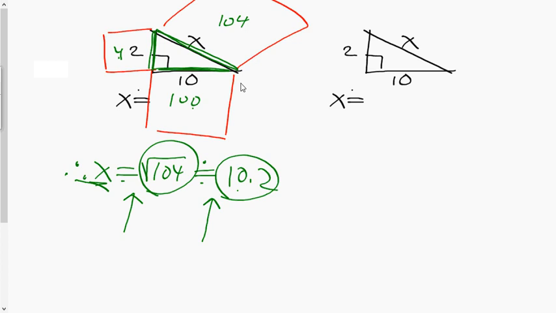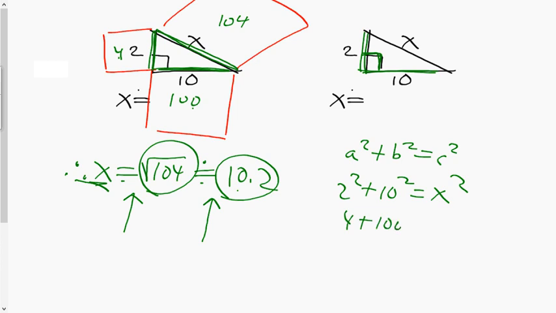Now, the other way you could do it is with a formula. a squared plus b squared equals c squared. Remember, your a's and your b's are the two legs of the triangle that make up that 90-degree angle. So 2 squared plus 10 squared equals x squared, or 4 plus 100 equals x squared, or 104 equals x squared. At this stage in your test, you would square root this side and you'd square root this side. The square root of x squared is x. The square root of 104 is roughly 10.2. Any questions on that one? We're okay? Make sense?